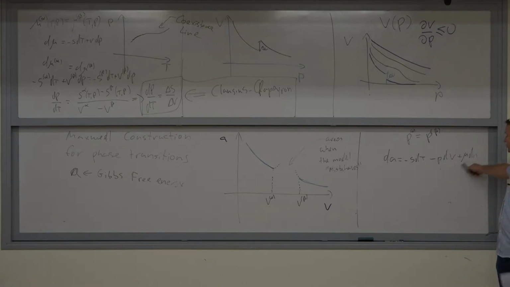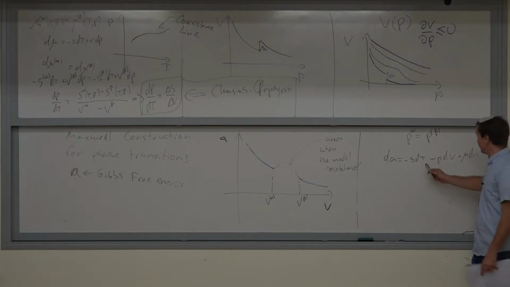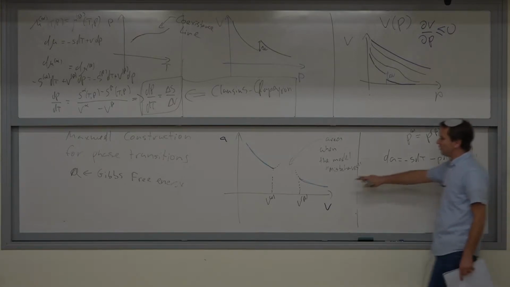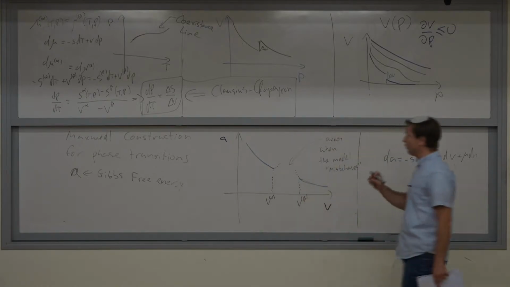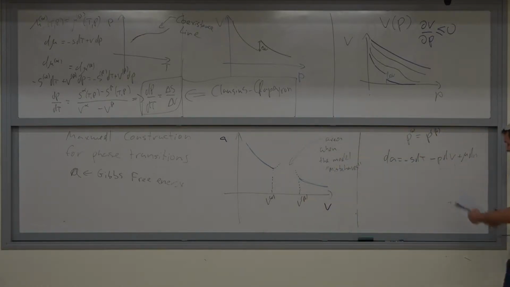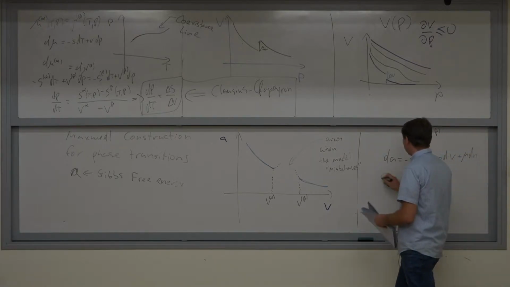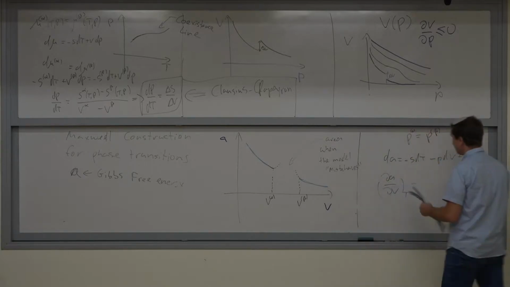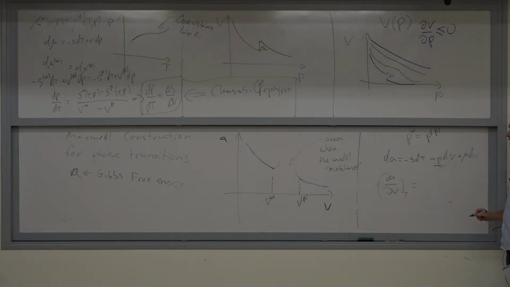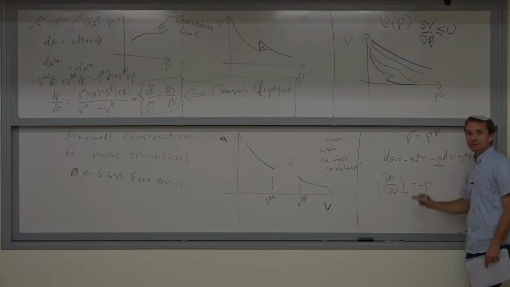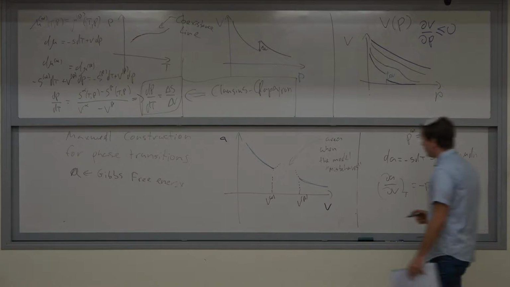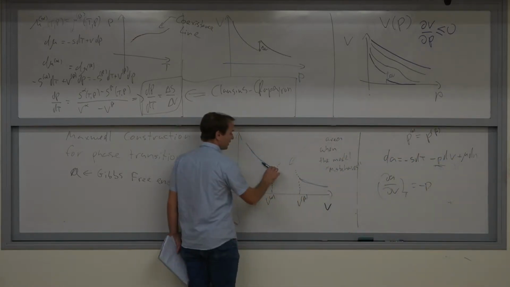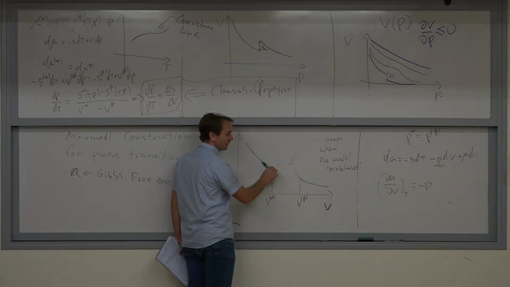So dA, we know, is minus S dT minus P dV plus mu dN. Forget about dN, forget about the dT. We are looking at isothermal behavior. What happens as we change the volume? The volume is changed, but the temperature is constant. So we know that dA/dV at constant temperature equals exactly this guy. It equals minus P.